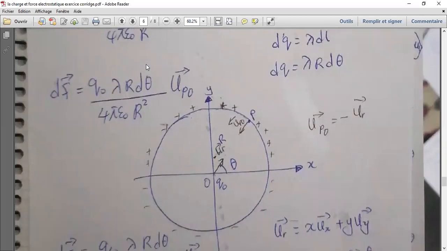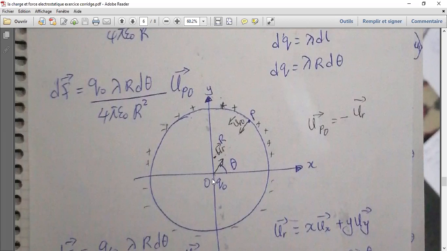When you are solving this, there are some steps which you have to follow. Since you are calculating the force, you know that the force caused by this charge here, exerted on point O, can cause either repulsion or attraction.